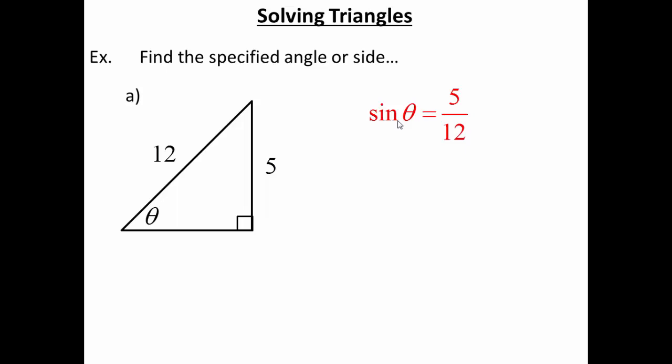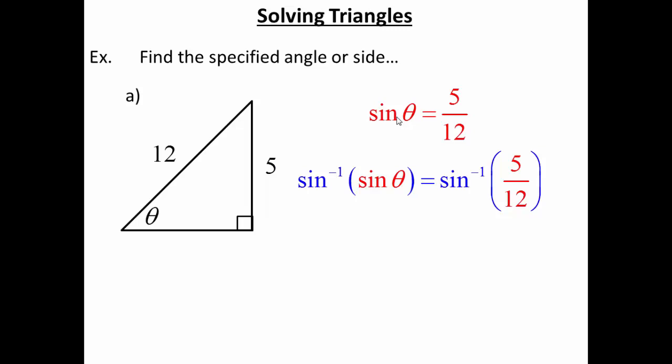For now, we simply need to know that the inverse functions of sine, cosine, and tangent are called inverse sine, inverse cosine, inverse tangent. We already know to get rid of a function, we use its inverse function, so let's do that. I'm going to take the inverse sine of both sides of the equation because that's how we solve equations. On the left side, inverse sine and sine cancel each other out because inverse functions cancel each other out. So we're left with inverse sine of 5 over 12. That would be the exact solution.